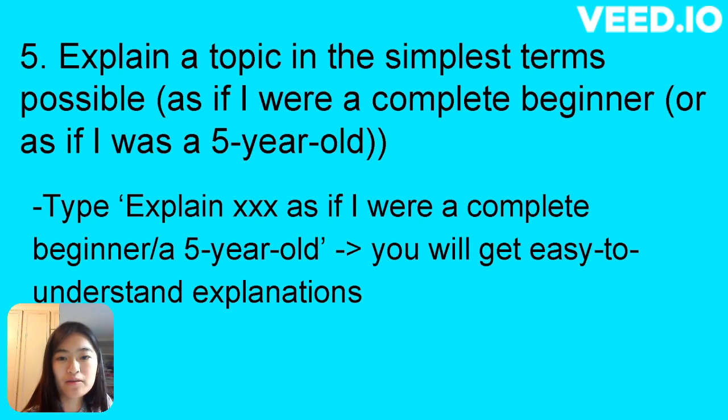So the fifth way you can use ChatGPT is that you can ask it to explain a topic in the simplest terms possible. For example, you can state the topic like a question. For example, you can say explain anything, and then you can say as if I were a complete beginner or a 5-year-old, and then you will get easy to understand explanations, which makes it easier to understand a topic.